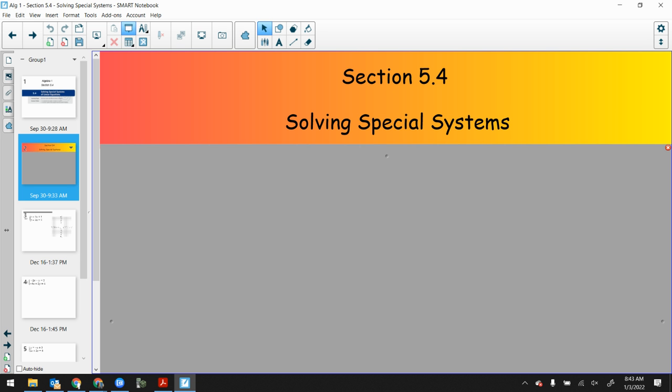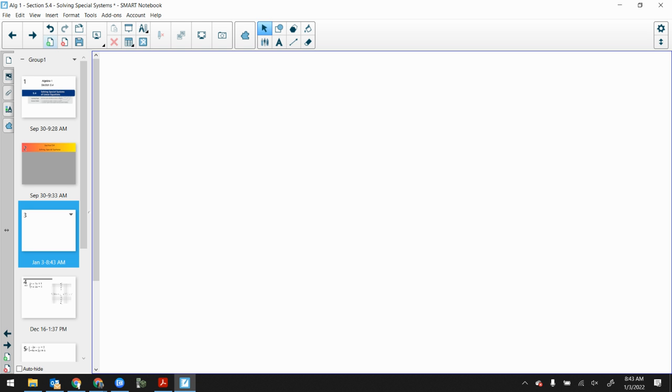All right, so let's talk about where we were and where we're headed. We had sections 5.1 to 5.3, and it was all about solving systems of equations. Now, we learned 3 methods of solving systems of equations. I guess first off, we should talk about this. What is a system of equations? Well, a system of equations is just 2 lines.